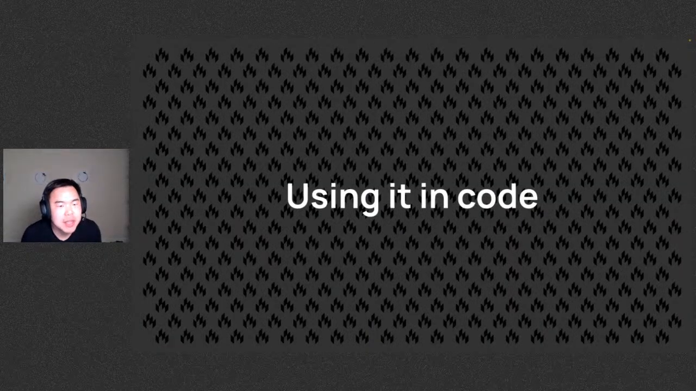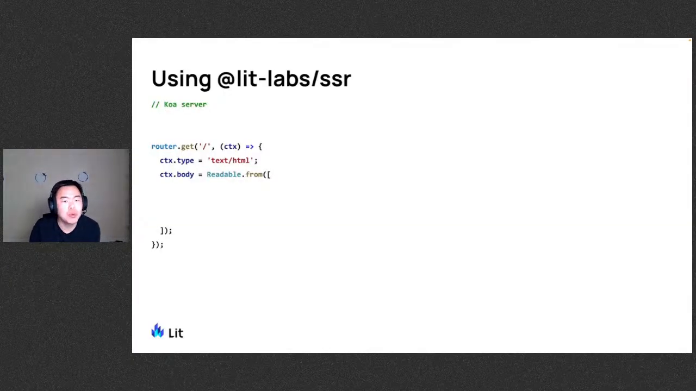So we took a look at this high-level view of how it works. Let's dig into a little bit of code. Let's say we have a Koa server here, and we're writing a handler for the slash route, and we're setting the response body as a readable stream. And let's assume we have some header and footer content for the page that we want to include that doesn't involve any custom elements yet. The middle part, the content, will require Lit SSR though.